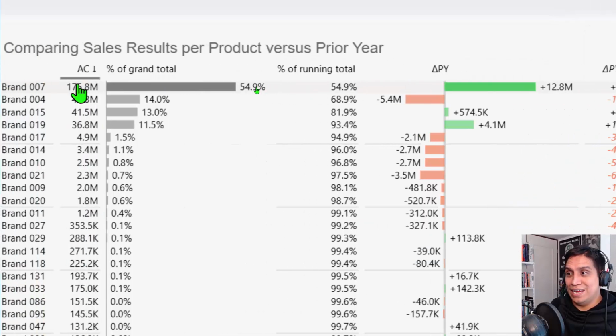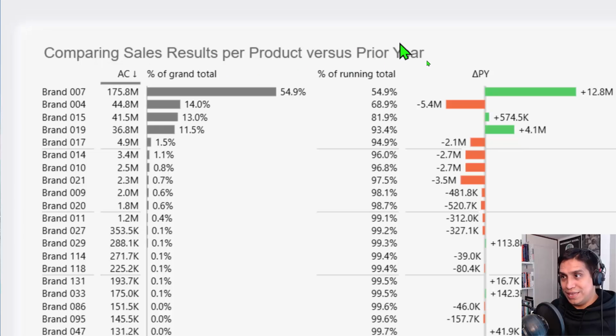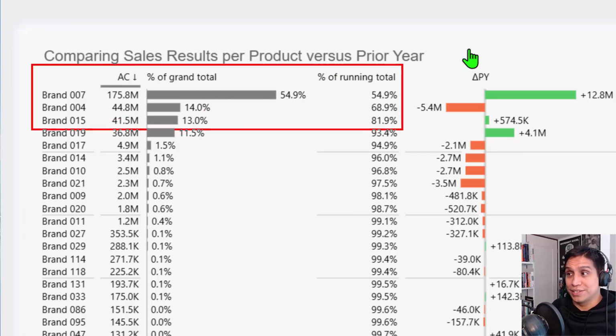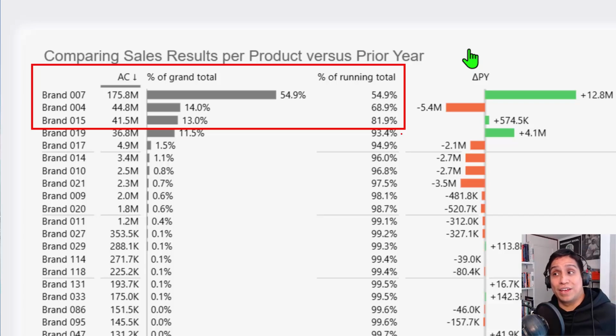Once we do that, it's added at the very end, and we can put it right here. And immediately we can see that three brands, which is not a lot of brands, make 82% of sales. Because of this, we now know that three brands make most of the sales. These three brands, we need to keep an eye on what's happening, because they weigh a lot compared to the current year sales.